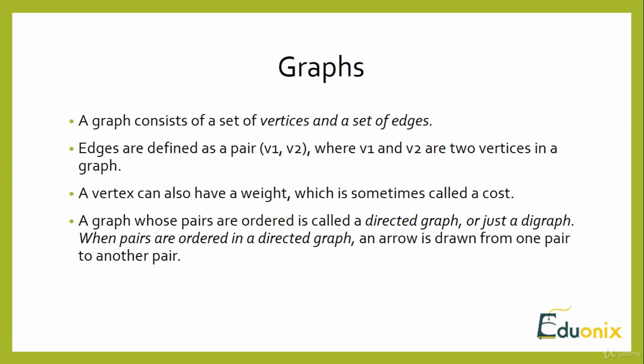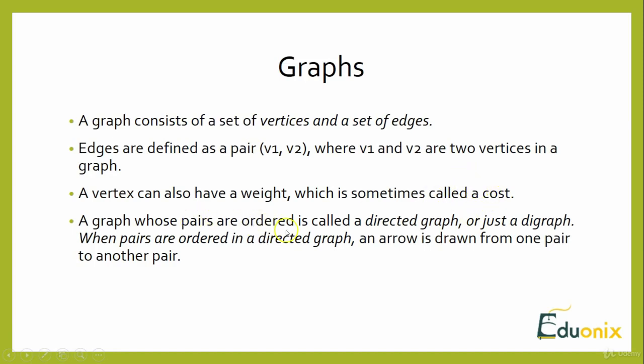So every graph has a set of vertices, as I mentioned. Vertices are nothing but the nodes, and these are connected with the help of dashes, which are called edges. That is the basic definition of a graph. The edges are defined as per a pair of vertices, say V1 and V2, where V1 and V2 are the two vertices, connected with the help of an edge. A vertex can also have a weight, sometimes called the cost. So these are certain terminologies for graphs.